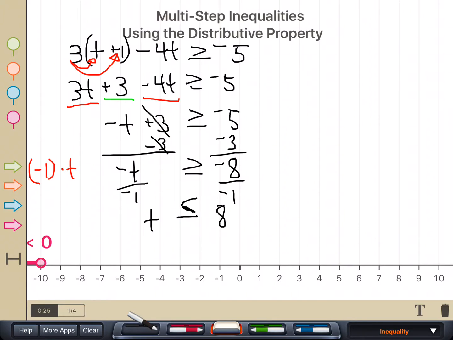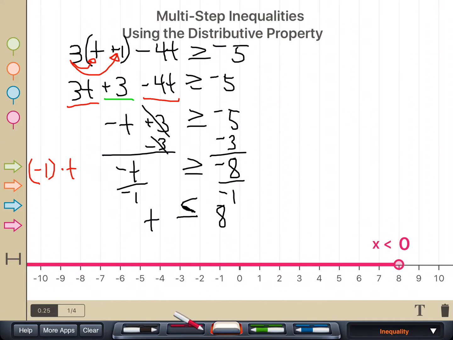I'm going to erase that, put that down. I'm going to now graph my inequality. So I'm going to bring it over to 8, and I need to decide, this is not working for me. Hello? Okay, well, we're going to leave that there. So I need to decide what I'm going to do with this inequality.